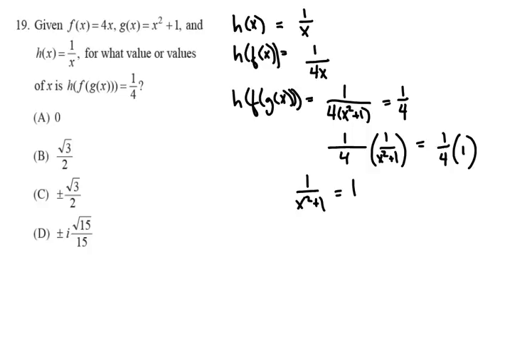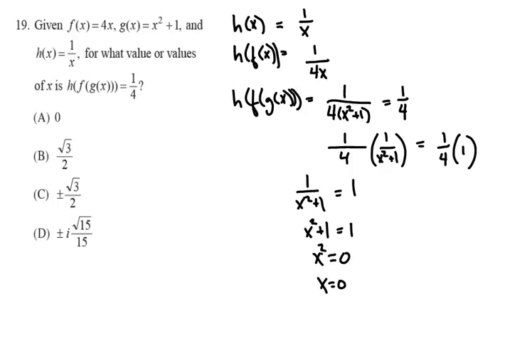And since the numerator is 1, then I know that the denominator also has to be 1, since 1 over x squared plus 1 equals 1. So x squared plus 1 equals 1, and therefore x squared equals 0, and the only time this is going to happen is when x is equal to 0.